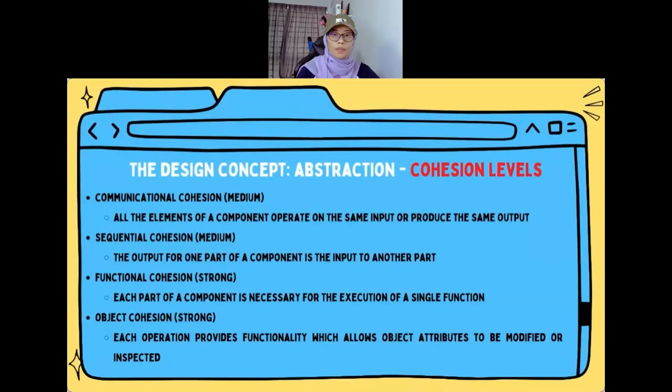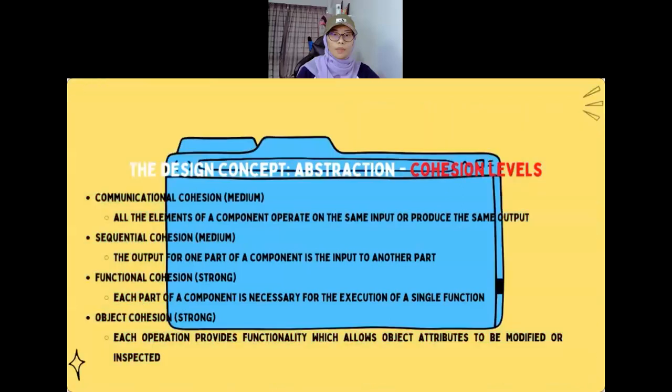Communicational cohesion, medium, is where all the elements of the component operate on the same input or produce the same output. Sequential cohesion, medium, is where the output from one part of a component is the input to another part. Functional cohesion, strong, is where each part of a component is necessary for the execution of a single function. Object cohesion, strong, is where each operation provides functionality which allows object attributes to be modified or inspected.